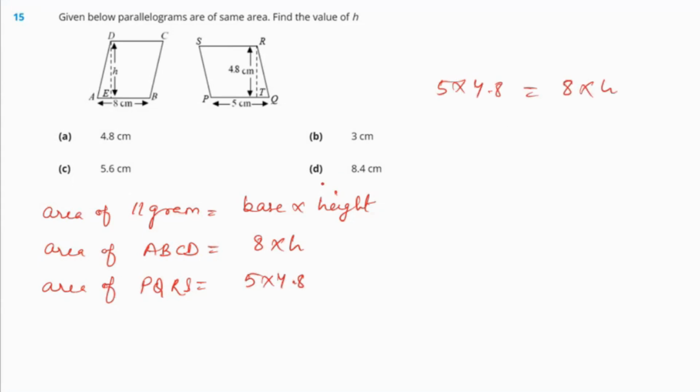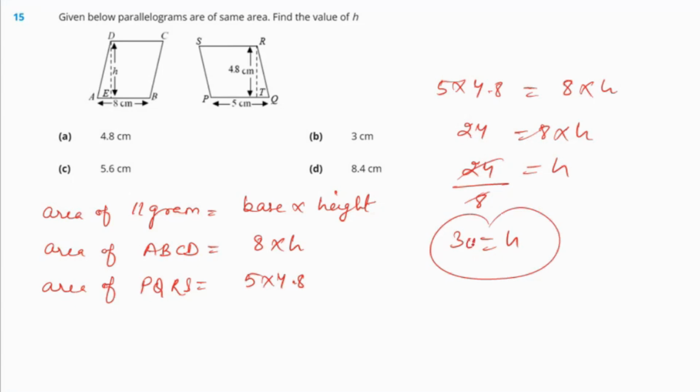Okay, so 5 times 4.8, if we solve, we will get 24. So 24 is equal to 8 times h. So the height should equal what? 24 by 8. If we solve it, we get 3 centimeters. So the height needs to be 3 centimeters.